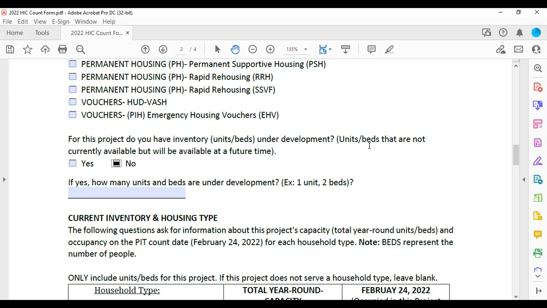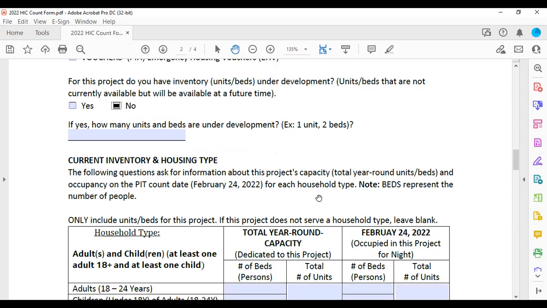So let's say you are currently expanding your shelter to include a room that has 5 more beds, and you anticipate them being available in the next 6 months. They are currently being constructed. So you would do yes, and then however many units and beds. It would not necessarily be an additional unit, but it would be an additional 5 beds. Does that make sense? It does, thank you.